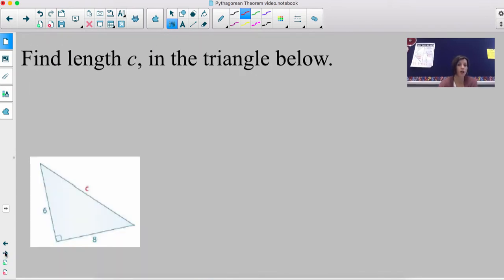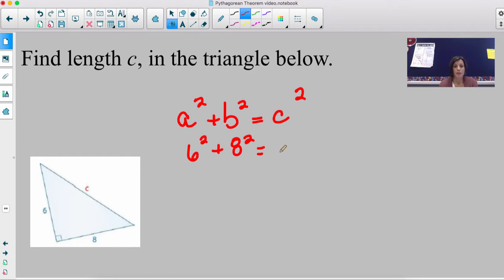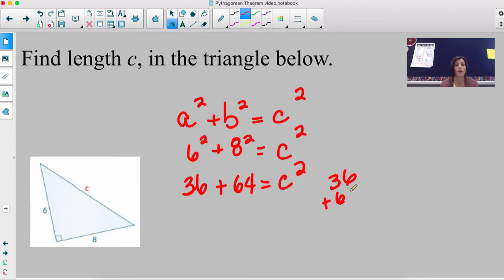Here we go. Example 1 on the bottom of your notes. Find the length c in the triangle below. So our theorem is a squared plus b squared is equal to c squared. And we are plugging in 6 squared for a plus 8 squared for b. Does it matter if a and b are reversed? Absolutely not. Is equal to c squared, or the hypotenuse. So 6 squared is 36, plus 8 squared, which is 64, is equal to c squared. So if we add up 36 plus 64, you'd get a calculator for this lesson, so you'll be so excited, 100 is equal to c squared.